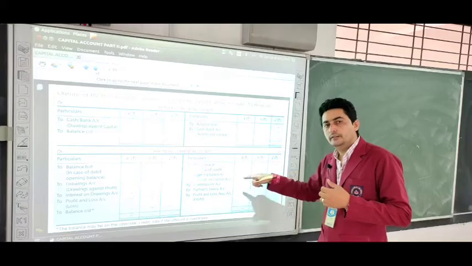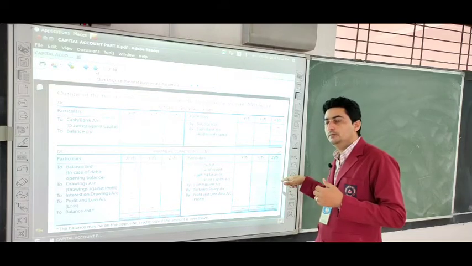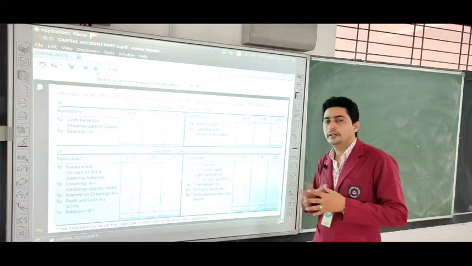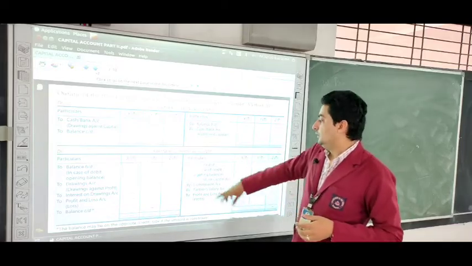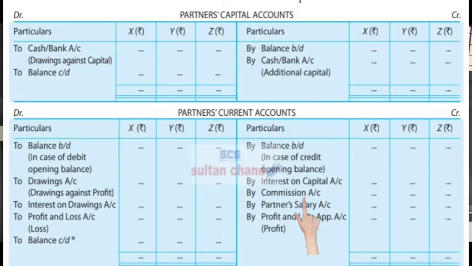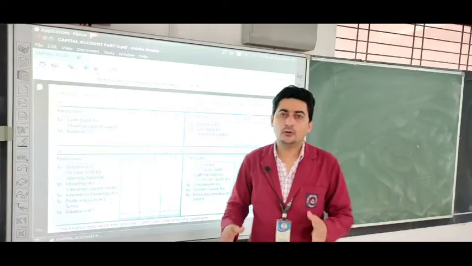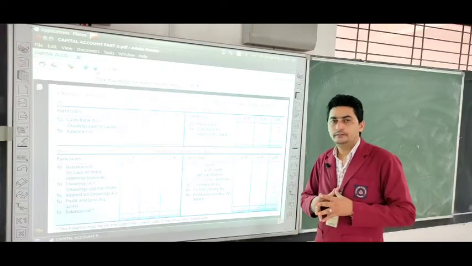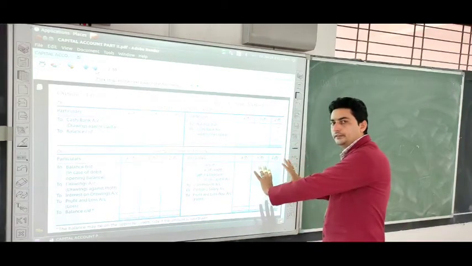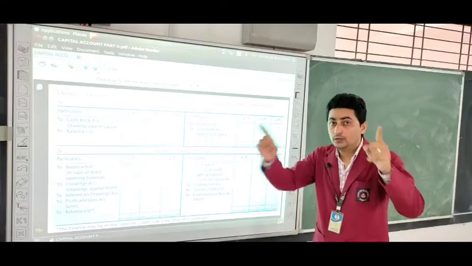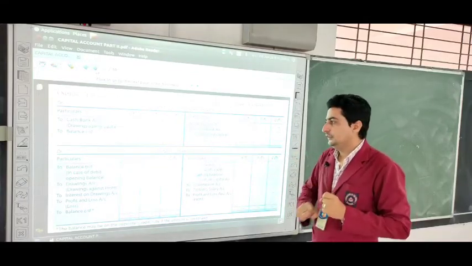If all 3 of them are getting it, we will write it in all of their columns. If only X and Y are getting it, we will write it in X and Y's columns. Then commission, if any partner is getting commission. Partner's salary, if any partner is getting any kind of salary. And if our profit and loss appropriation account shows profit, it will be credited. So all the profits of partners will be credited, because the point of view is of the partners.